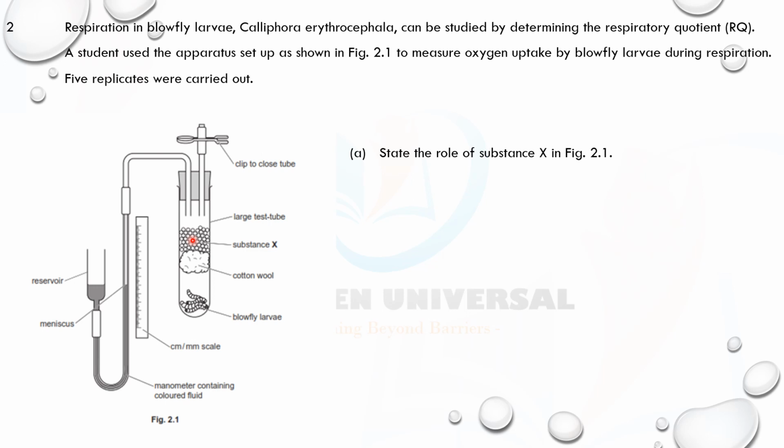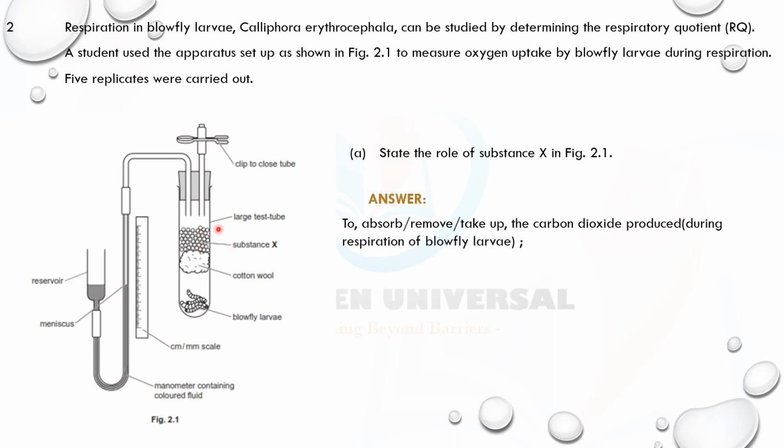That's measured by the distance moved by the meniscus, and you convert the distance to volume. So if you want to measure oxygen volume, you have to remove CO2. This is KOH, potassium hydroxide, which removes it. So the answer is: to absorb, remove, or take up carbon dioxide produced during respiration of the blowfly larvae.